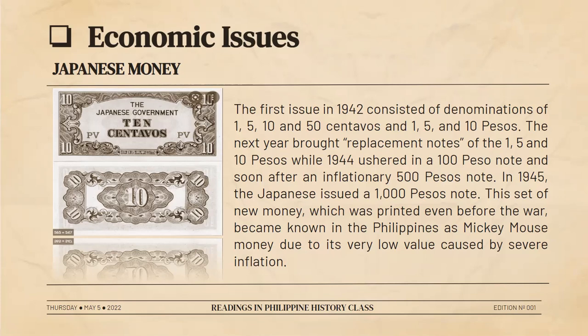Inflation plagued the country with a devaluation of the Japanese money, evidenced by a 60% inflation experienced in January 1944. So there was an inflation and the Japanese pesos were worth very little at the time.